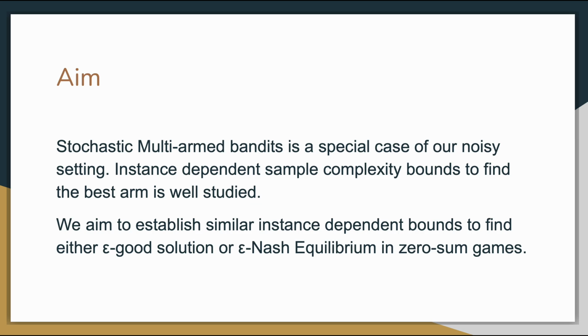Now, a very well-studied area, stochastic multi-armed bandits, is a special case of the noisy setting. And instance-dependent sample complexity bounds to find the best arm are well studied. So we aim to establish similar instance-dependent bounds to find either an epsilon-good solution or an epsilon Nash equilibrium in zero-sum games.